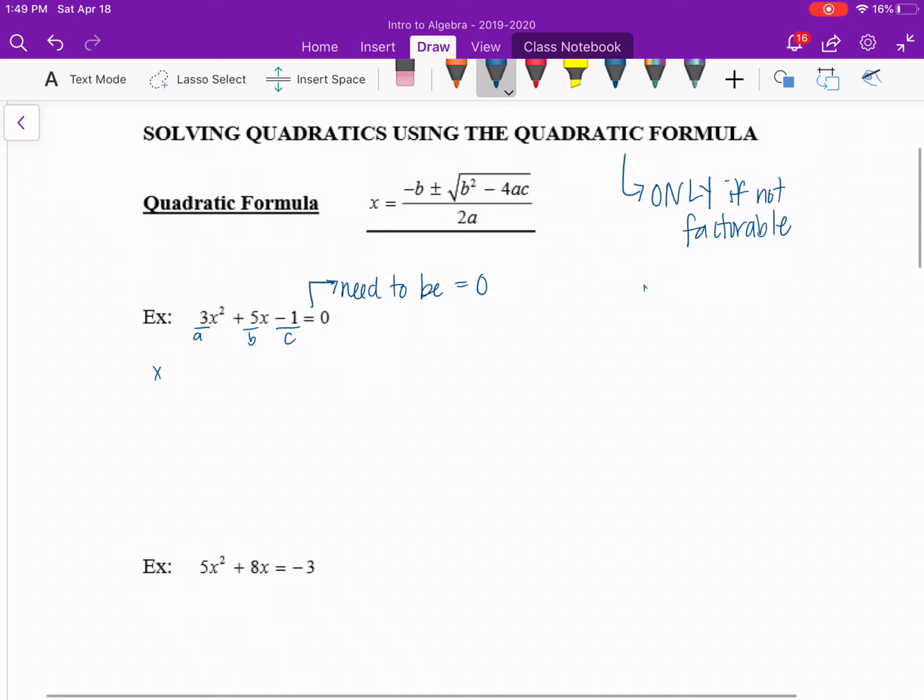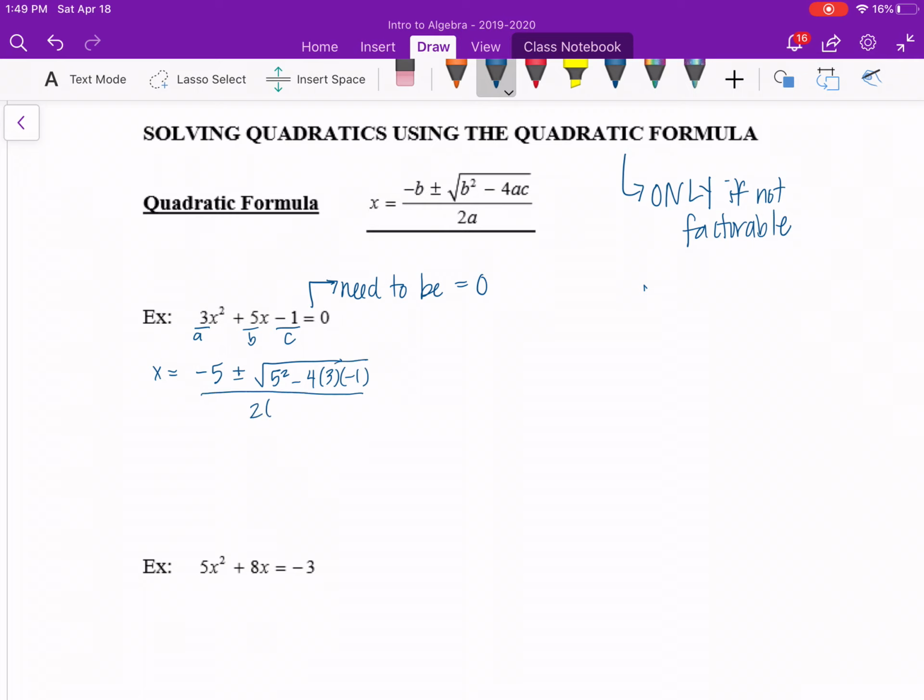So our solution x is going to equal negative b, I'm going to go ahead and put these numbers in, plus or minus the square root of b squared minus 4ac all over 2a. So you do not have to write every single step here. You can just do 5 to the second and write 25. You can do 2 times 3 and write 6. There is some flexibility there. So this is going to be 25, let's see, plus 4 times 3 times 1, so plus 12.